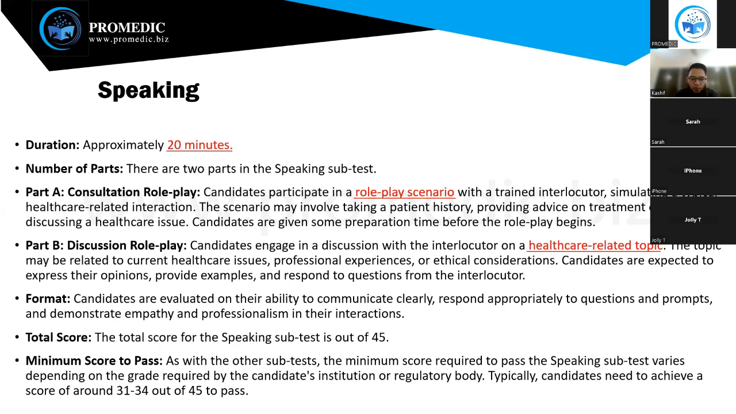OET score is valid for how many years? It depends, Ali. It depends on the regulatory body. Generally speaking, OET does not expire, but some regulatory bodies say if you have attempted the OET in the past 2 years, then we will take your score. Otherwise, if it's more than 2 years, then you have to retake the exam.